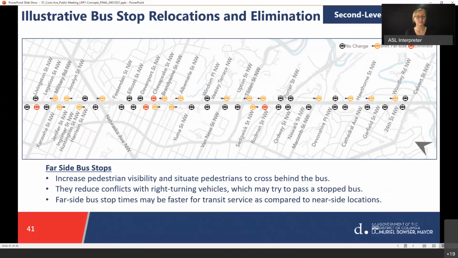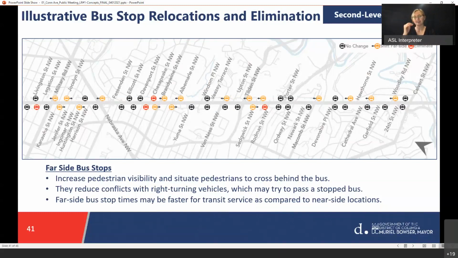So as we move forward with our detailed design, we'll look further at the relocation of bus stops to improve transit operation and pedestrian safety accessing the bus stops. We did a preliminary analysis that shows the relocation of 17 bus stops, and at the next level of design, we will get more into the feasibility of those relocations.